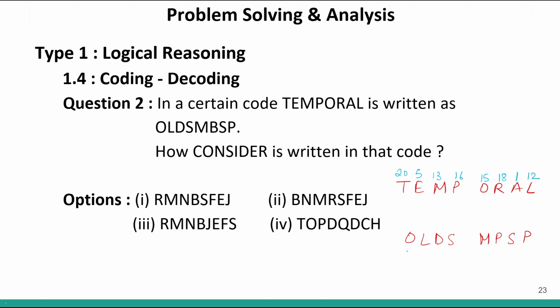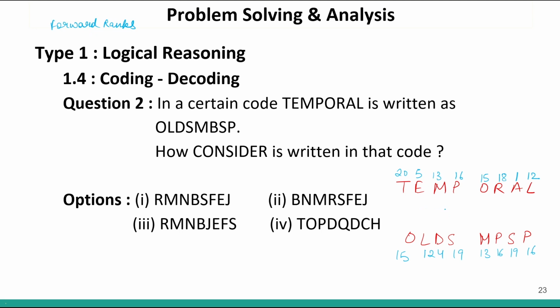Similarly, O is 15, L is 12, D is 4, S is 19, M is 13, P is 16, S is 19 again and P is 16. So these are the codes, forward ranks. Do you remember the concept of forward ranks? This we discussed in coding and decoding, also in alphanumeric. So I've given them forward ranks.